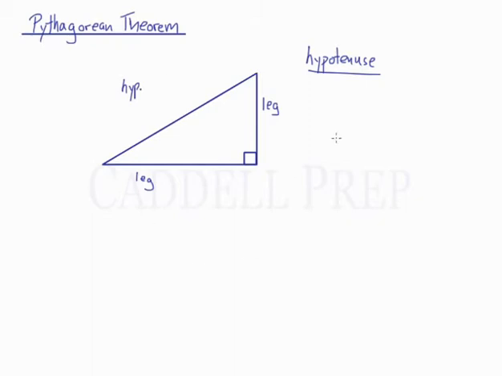Pythagorean Theorem states that a squared plus b squared equals c squared, where a is the measure of one of the legs, b is the measure of another leg, and c is the measure of the hypotenuse. So this side could equal a, or could equal b, it doesn't matter. Let's just say that this side is a, and this side is b, but the hypotenuse is always c. So it's always leg squared plus leg squared equals hypotenuse squared.